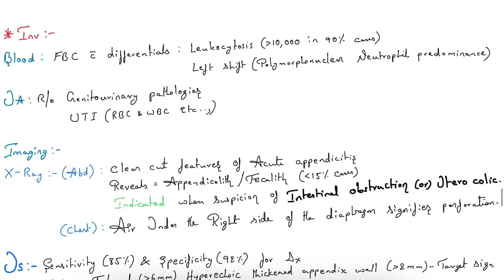How can we do investigation? First of all, blood. In lab tests, in blood we do a full blood count for differential diagnosis. We can see leukocytosis greater than 10,000 in 90% of cases, and a left shift, that means polymorphonuclear neutrophil predominance. And next one, urine analysis. In urine analysis we can rule out genitourinary pathologies or urinary tract infection. If any blood or leukocytes are present in urine, then we have to suspect urinary tract infection.